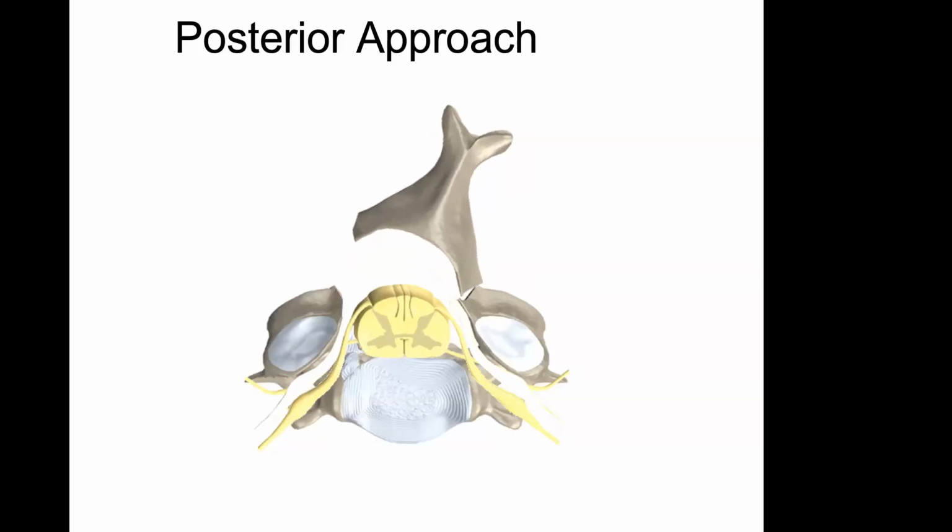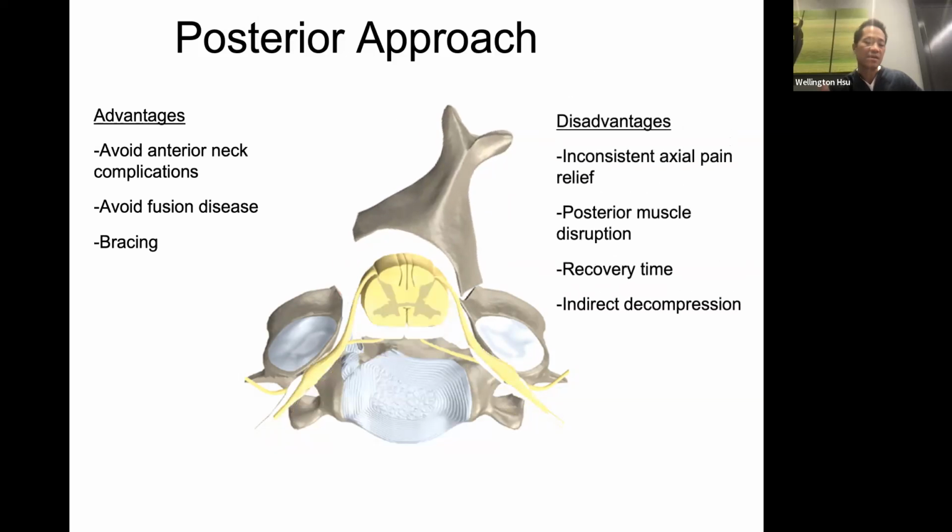The posterior approach is advantageous because it avoids the anterior neck complications that we talked about. A lot of these patients don't need bracing, especially if they have a laminoplasty. But there are disadvantages with going posterior. There's more inconsistent axial pain relief, posterior muscle disruption, which leads to an increased recovery time, and it's more of an indirect decompression. You're kind of leaving everything you see anteriorly, and that could, in theory, lead to an issue down the road.